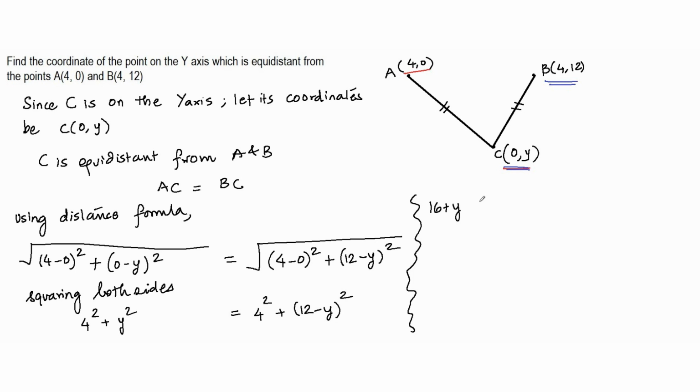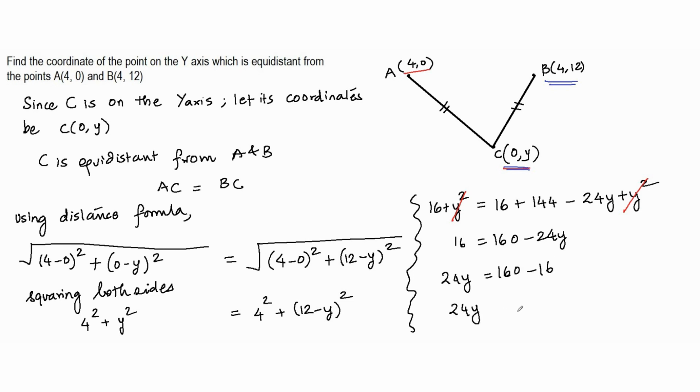So 16 plus y square equals 4 square is again 16, plus 12 minus y square is 12 square minus 2ab, that is 24y, plus y square. And now y square and y square is going to cancel, and therefore I get 16 is equal to 16 plus 144 is 160 minus 24y, which means 24y is 160 minus 16, which means 24y is equal to 144, and this implies y is equal to 6, right?